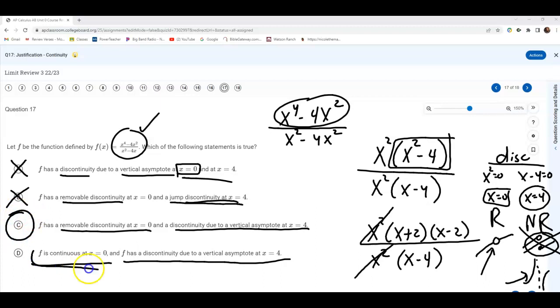Part D, f is continuous at 0. It has a removable discontinuity at 0, but it's not continuous. All right, so that one's dead as well, but we already know the answer is C.